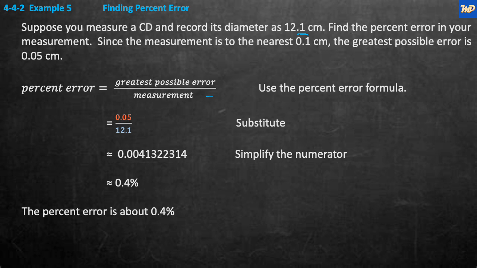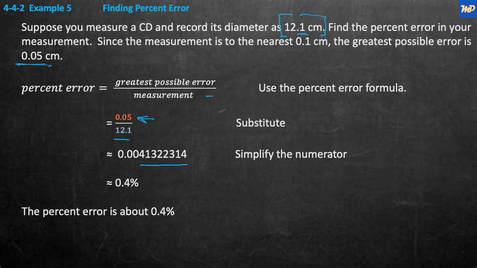So what do we get? What is the percent error? The percent error is, we said, it's right here, 0.5 centimeters divided by the original number. And the original number is right here, 12.1 centimeters. That's substituted into the formula here. And what do you get? You get approximately 0.00413222314, and it goes on. And that's why it's approximate.